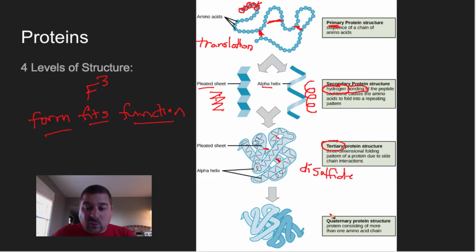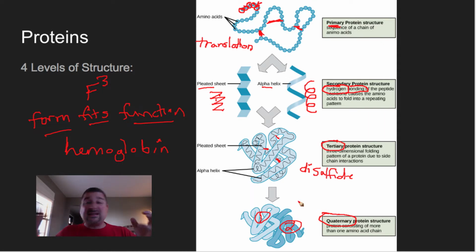And then sometimes quaternary, you get several polypeptides. This example actually has two polypeptides thrown together. Hemoglobin, that we'll talk about in a little bit, is actually four polypeptides put together. This would be the quaternary protein structure, kind of its final structure. Several polypeptides are often put together for that final protein that does a job in our body.